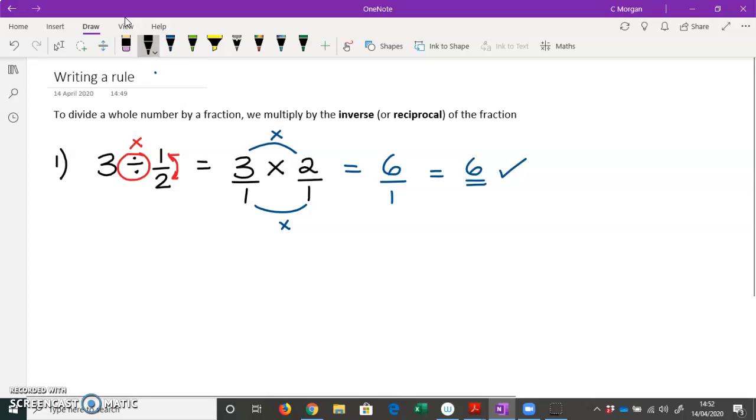So I'm going to write down my answer as 6. Here's another one for you to try. Number 2, which is 5 divided by 3 quarters.